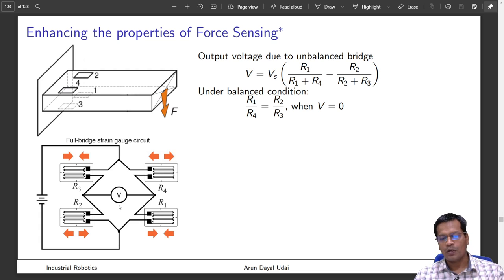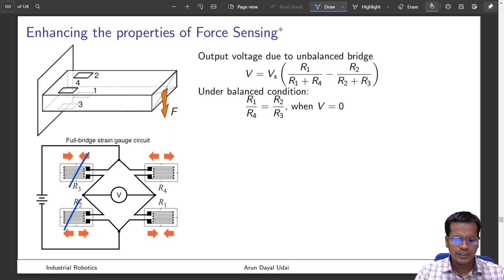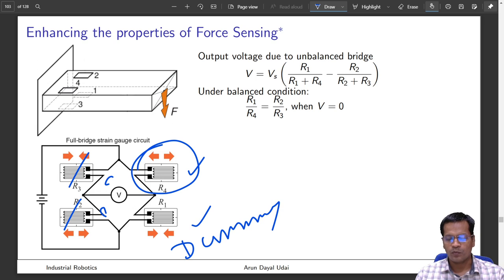So in order to compensate for that temperature, you can have, forget about these two now, the bottom one, forget these two. Let us say these two are constant resistances. Let us say only this and this is there. One of them is the real one, the other one is the dummy one. Why is this dummy there? Because R1 and R4 are both on the same side of the bridge, so the effect of temperature on both will be the same. So this basically works like a compensator.